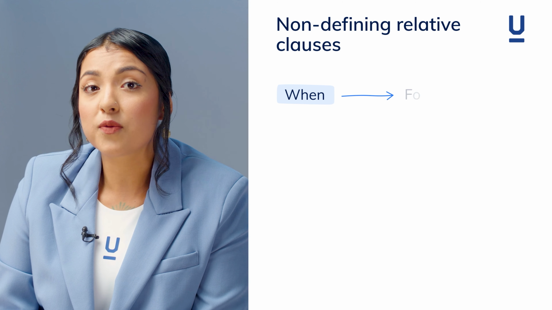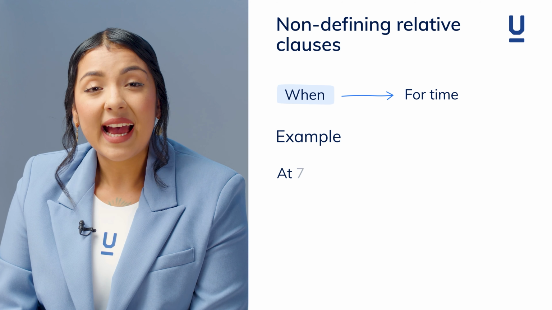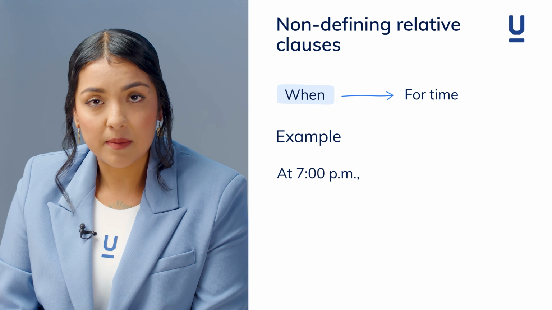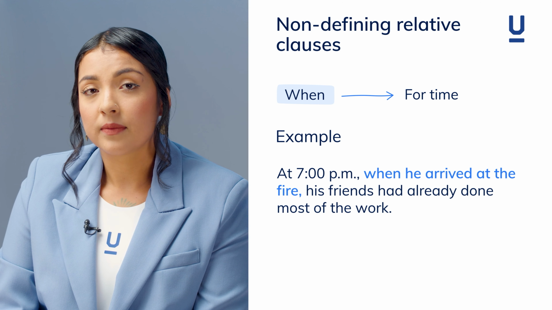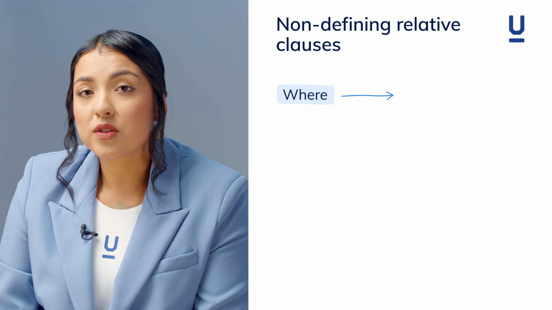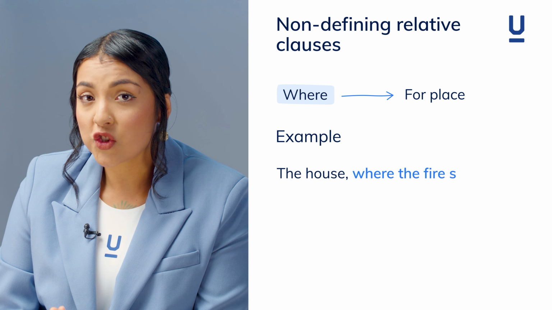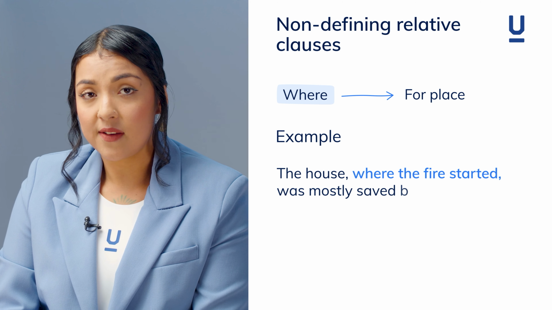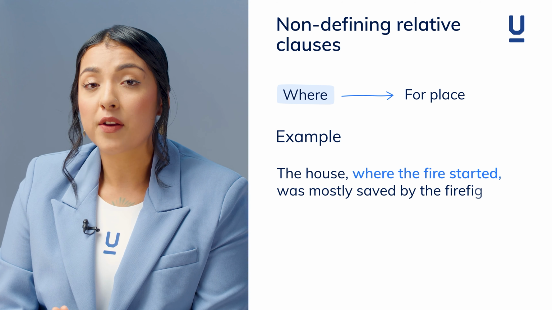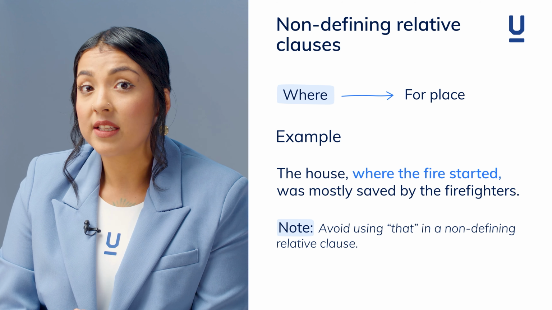When is used for time, for example. At 7 p.m., when he arrived at the fire, his friends had already done most of the work. Where is used for place, for example. The house where the fire started was mostly saved by the firefighters. But be careful, avoid using that in a non-defining relative clause.